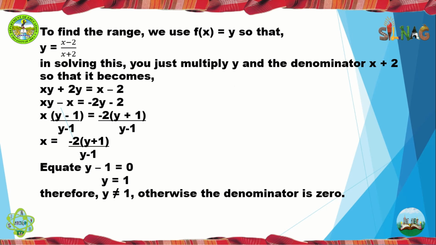To solve for x in terms of y, we divide the two sides of the equation by y minus 1. So our x now is equal to -2 times the quantity of y plus 1 over y minus 1. Then we equate y minus 1 to 0. So y is equal to 1. Therefore, y is not equal to 1, otherwise the denominator is 0.